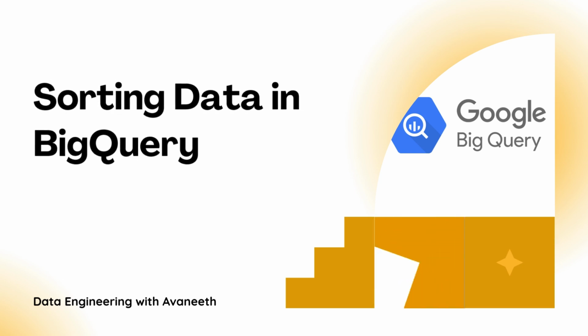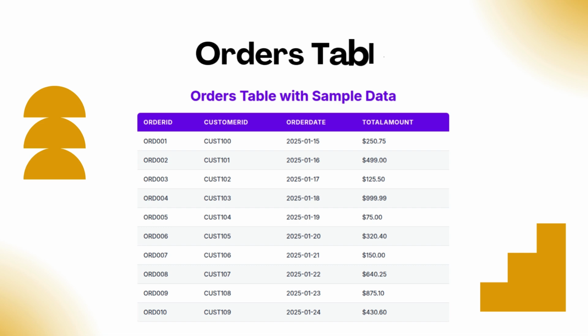In the last video, we explored how to filter rows in BigQuery using the where clause and the limit clause. Now, let's move on and learn how to sort data using the order by clause. For this example, let's use our project_id sales data orders table, which has some sample order data: order ID, customer ID, order date, and total amount.